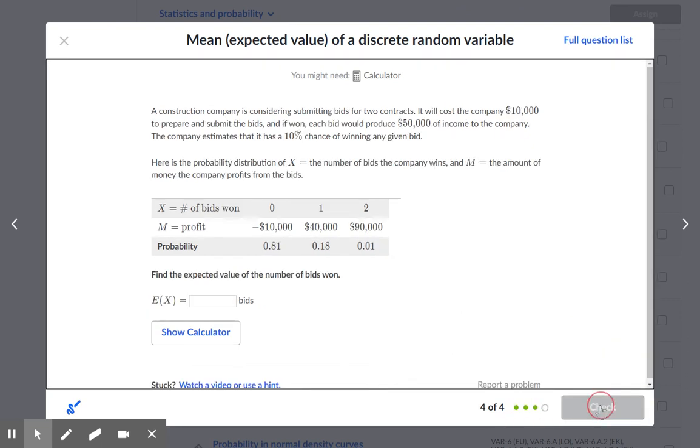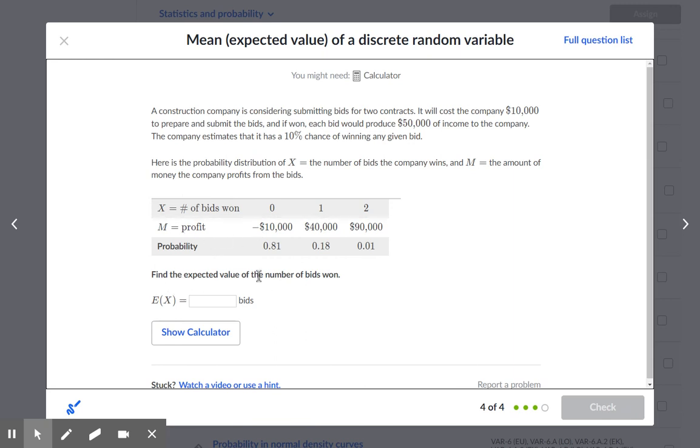All right. Now a construction company is considering submitting bids for 2 contracts. It will cost the company $10,000 to prepare and submit bids, and if won, each bid would produce $50,000 of income to the company. The company estimates that it has a 10% chance of winning any given bid. Here is the probability distribution of X, which is the number of bids the company wins, and M is the amount of money the company profits from the bids.